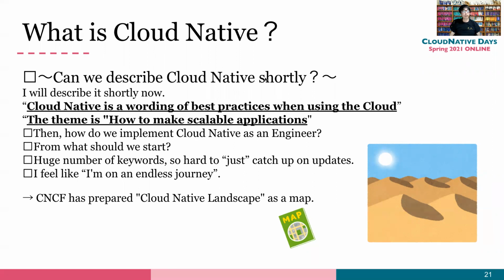So how do we actually implement cloud native as engineers with these phrases? And from what should we start for cloud native? Because there is a huge number of keywords, it's hard to just catch up on updates. And like this right hand side image, I feel like I'm on an endless journey. At that moment I found that CNCF has prepared the cloud native landscape as a map, and I thought it would be very helpful. I made this presentation around this cloud native landscape.